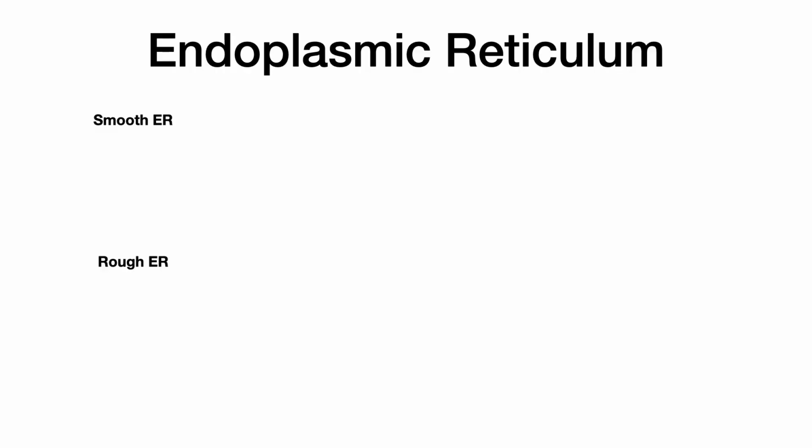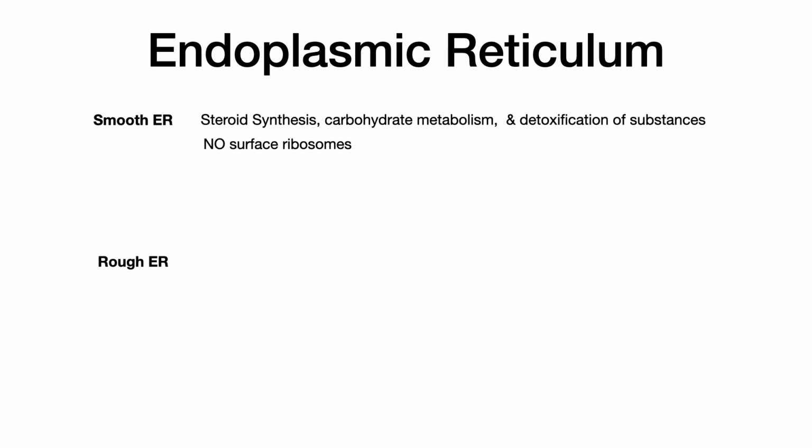Let's move on and talk about the endoplasmic reticulum. There are two different types of endoplasmic reticulums. There's the smooth ER and the rough ER. Let's go through them one at a time. The smooth ER is responsible for steroid synthesis, carbohydrate metabolism, and detoxing various substances. The smooth ER is referred to as the smooth ER because it has no surface ribosomes. So when you look at what it appears like, it's actually smooth.